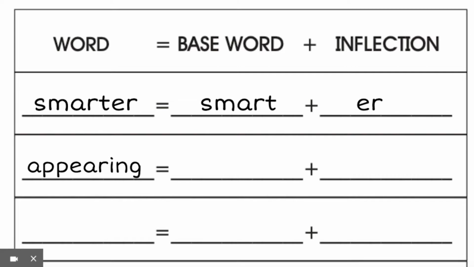You check yourself with me. Did you say the base word was appear and the inflection was ing? If you did and you put the two parts together, the word is appearing. All right, the last one is a bit of a challenge, but I think you've got this. Here's your third and final word.